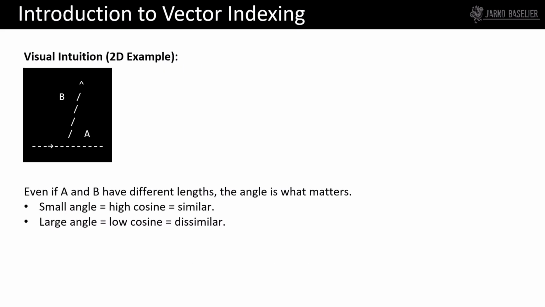And here we have a visual intuition, a 2D example. Even if A and B have different lengths, the angle is what matters. A small angle is a high cosine and is similar, and a large angle is a low cosine and is dissimilar.